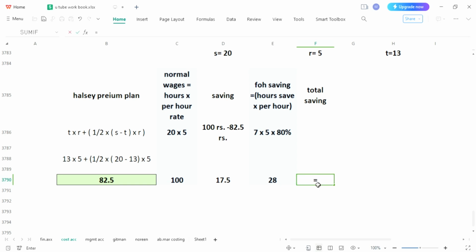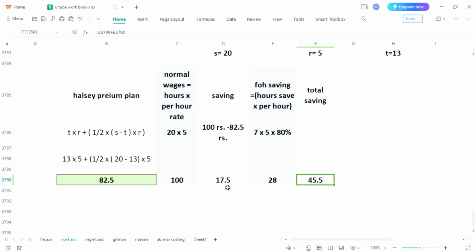Total saving how much? 17.5 from here and 28 from FH. So total saving is 45.5 if you adopt the Halsey premium plan. Look at what the major concept behind it is. If you use this Halsey premium plan, you will have to pay 82.5 total including bonus. In normal wages, you were supposed to pay 100 rupees. It means 17.5 is directly saved.